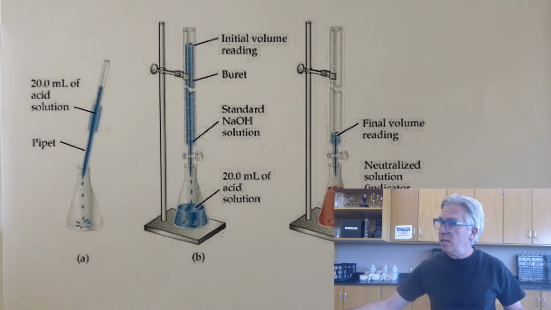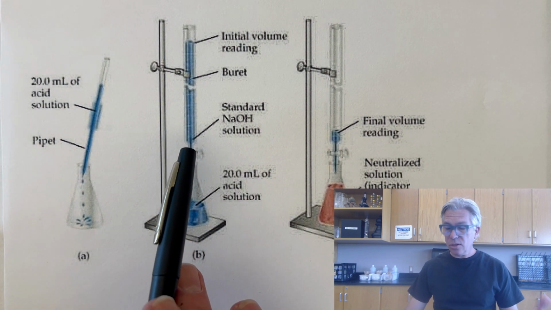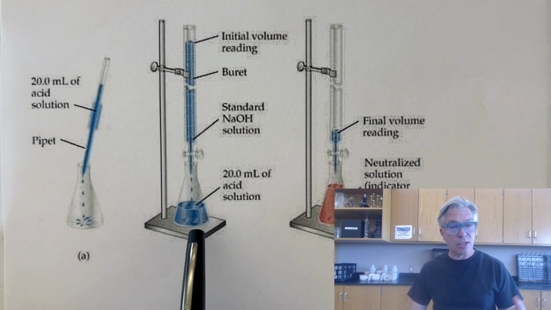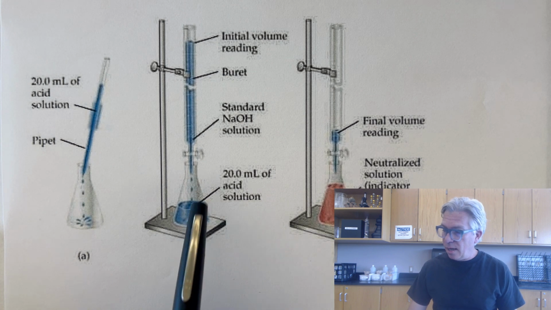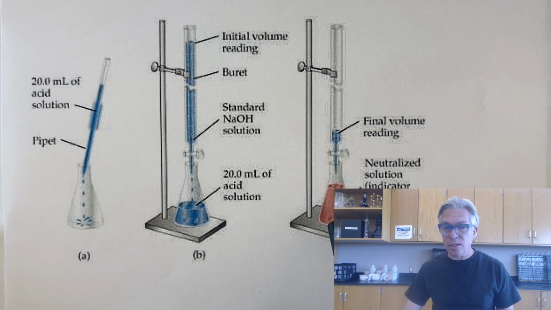Typical titration setup involves having a burette filled with some solution. We call it the titrant. Usually we're going into a flask. It could be a beaker or some receptacle down here. And we read the initial volume and the final volume to find out how much goes in.